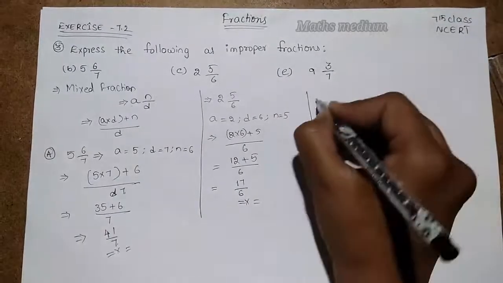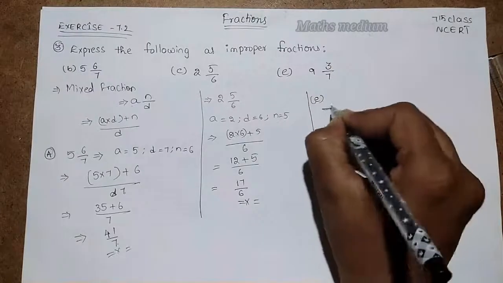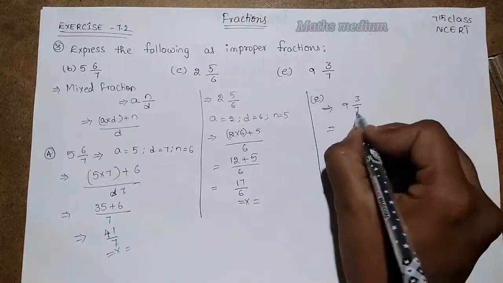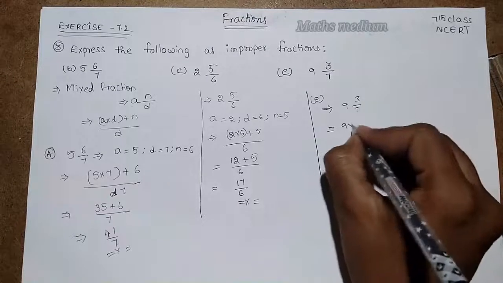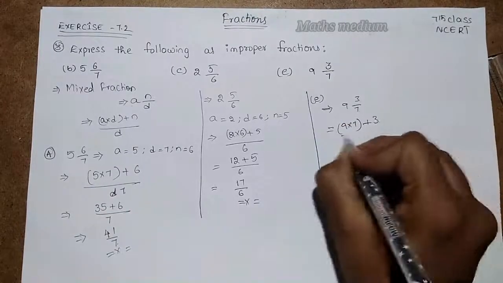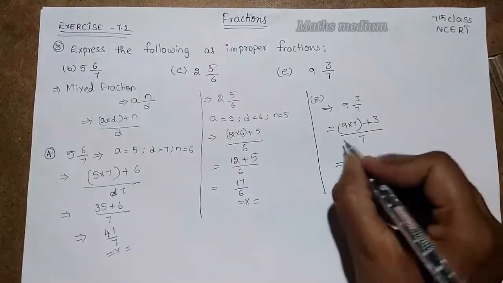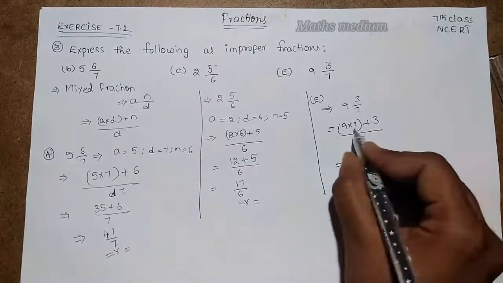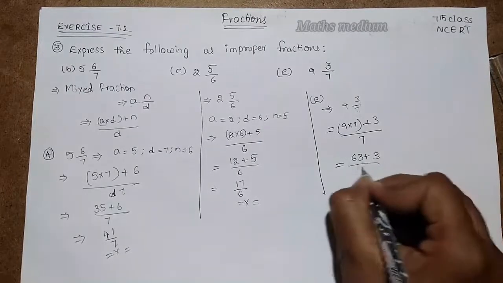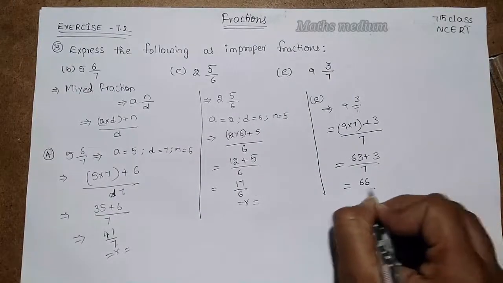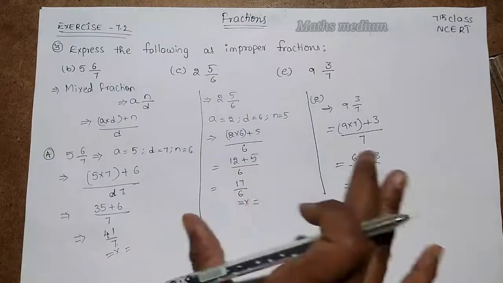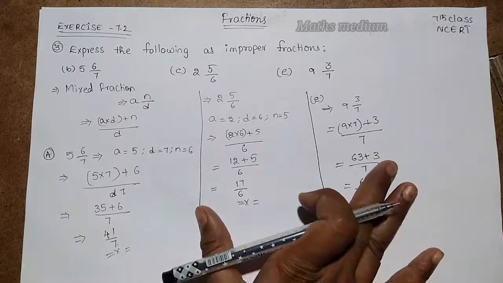Next, coming to E, that is 9 3 by 7. Similarly, 9 into 7, that is this into this, plus this numerator, divided by the denominator. So 9 sevens are 63 plus 3 by 7. So 66 by 7. This is the conversion of a mixed fraction into an improper fraction.